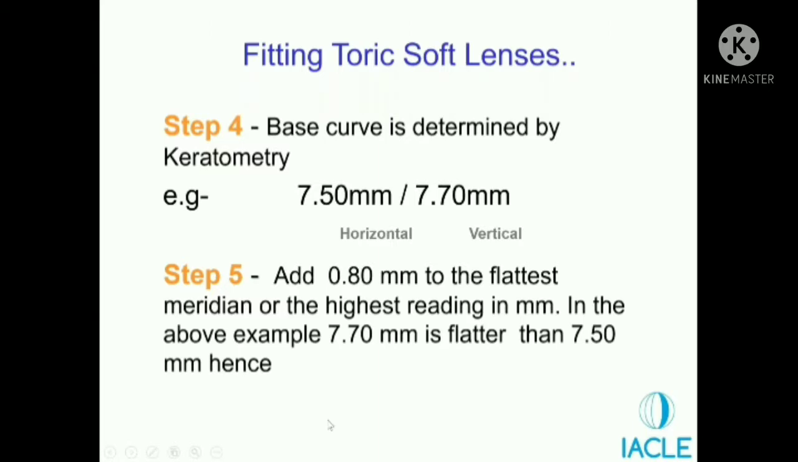Now we know the power and axis of the contact lens, which was -3 with 3.25, axis 180 degree. Now the next question is to select the base curve. If you remember your soft contact lens fitting, base curve is selected by adding around 0.8 millimeter to the flatter meridian. Now if in this example you have 7.5 and 7.7 as the two K readings, vertical and horizontal, which one is flatter of the two? 7.7. So in millimeter, higher value is the flatter value. Now you add 0.8 to the flatter of the two and that's your value of the base curve.